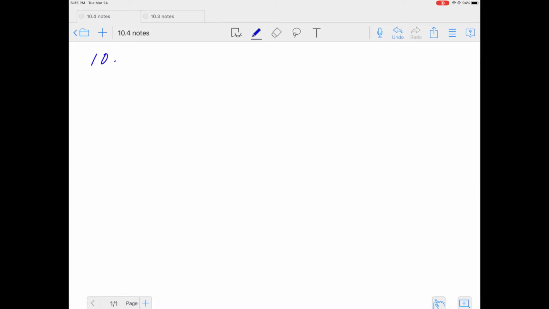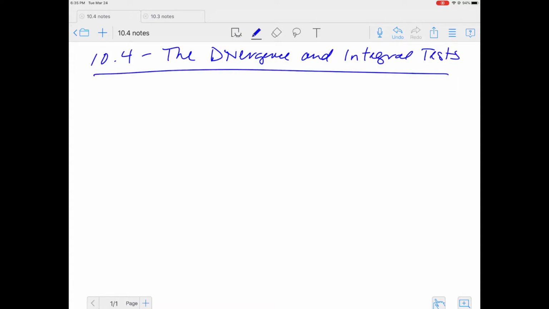All right, let's keep moving forward. We are going to look at 10.4, the divergence and integral tests. Now, here's the thing. That says integral, even though it doesn't look like it. That's the title of this, but we also have a P-series test that we're going to be talking about. So it's more than just that. We're actually going to pull out 3 tests from this one section.